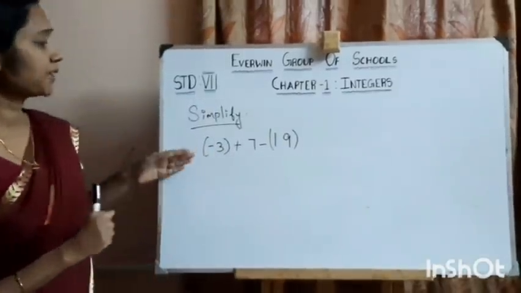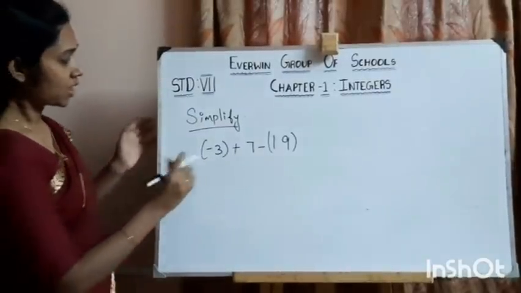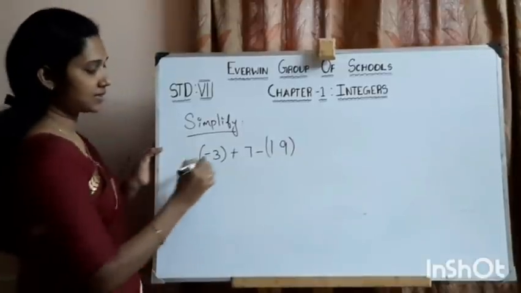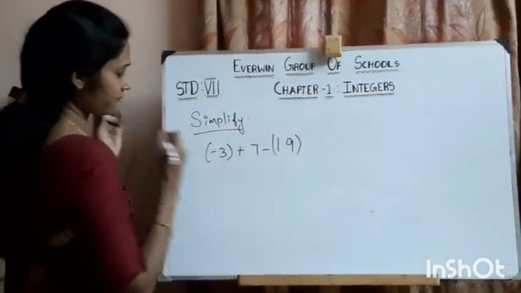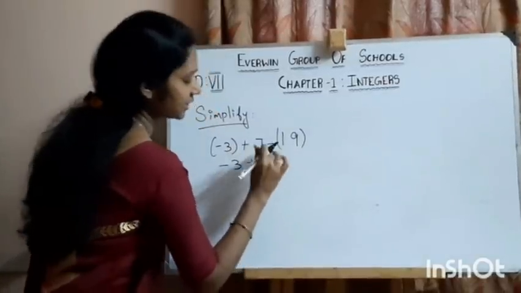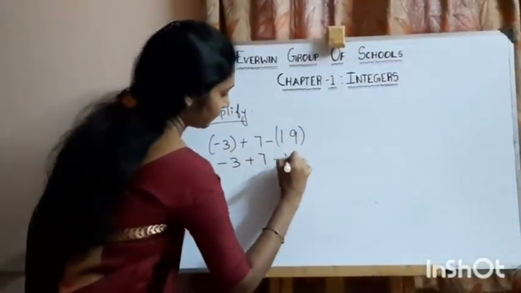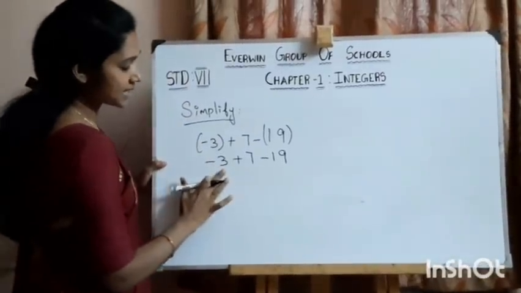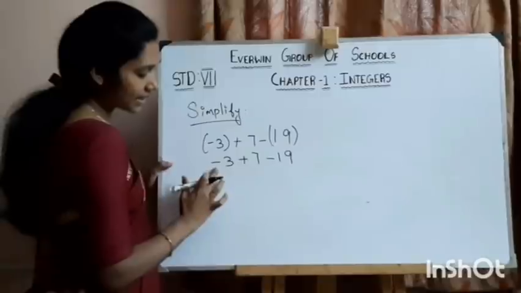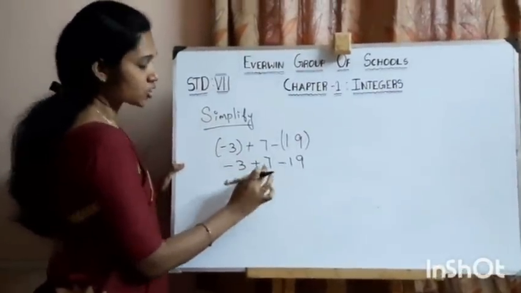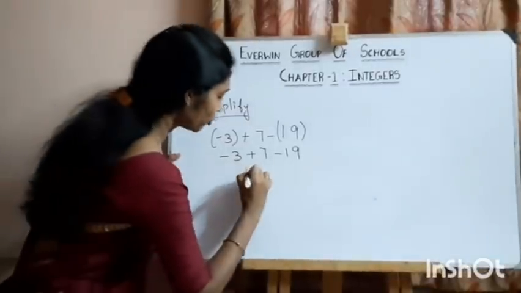Now we shall simplify this equation. Minus 3 plus 7 minus 19. There are three integers. First we will take the first two numbers, minus 3 plus 7. So minus into plus is minus, so we have to subtract. So 7 minus 3 is 4.